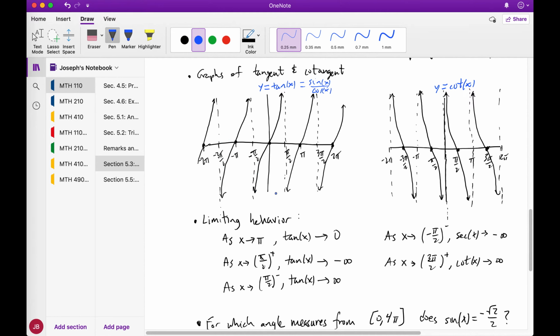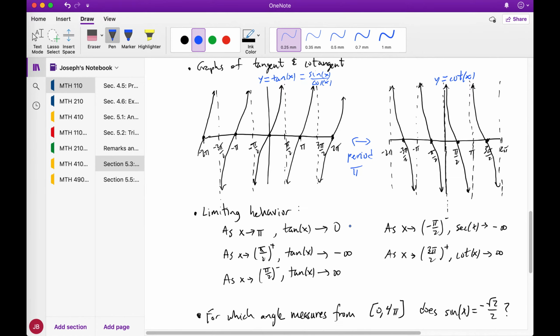And the key observation here is that these two, and now this is just the graph of the cotangent, so take the reciprocal of all these values and you get something like this. The tangent and the cotangent have period pi, not 2 pi. Notice they repeat themselves every pi units. So that's the key observation there.